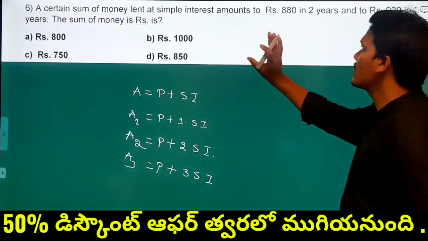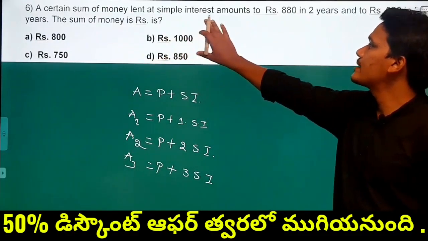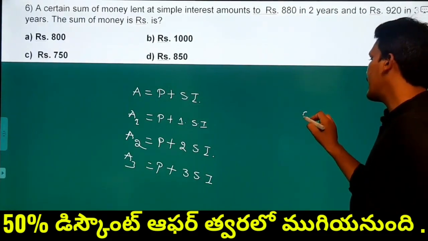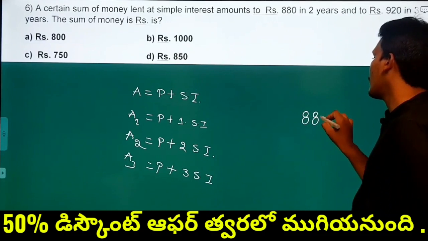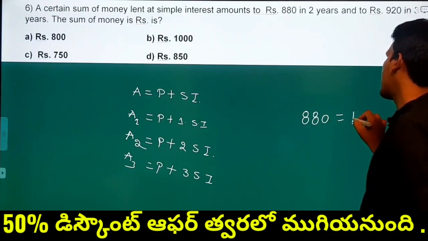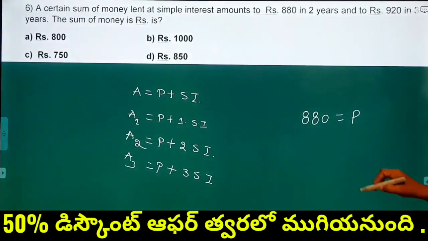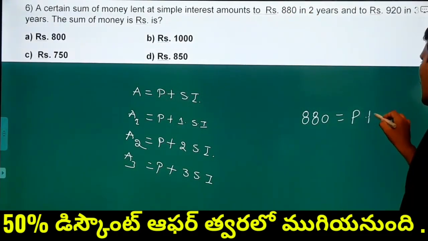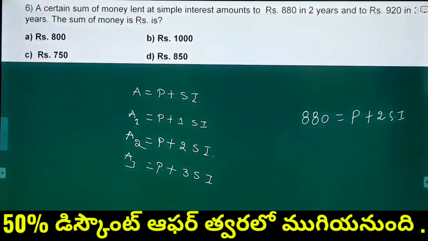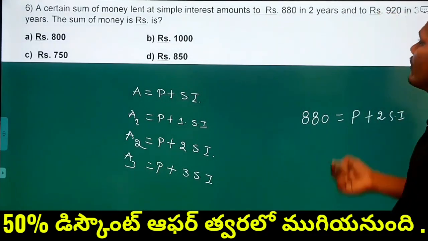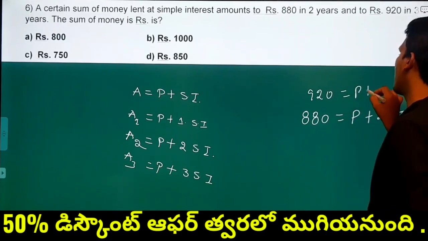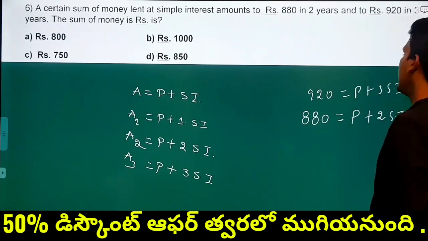What is the question he has given? A sum of money lent at simple interest amounts to rupees 880 in 2 years. Here he has given 880 as the amount. We don't know the principal value, so I am considering it as P. It amounts to 880 in 2 years, means he is adding 2 years simple interest value. And to rupees 920 in 3 years, so for this the principal is adding 3 years simple interest.